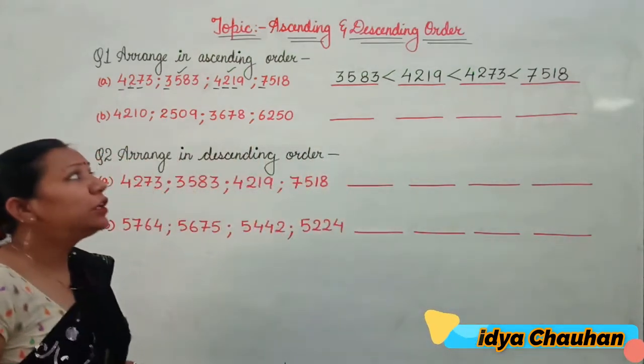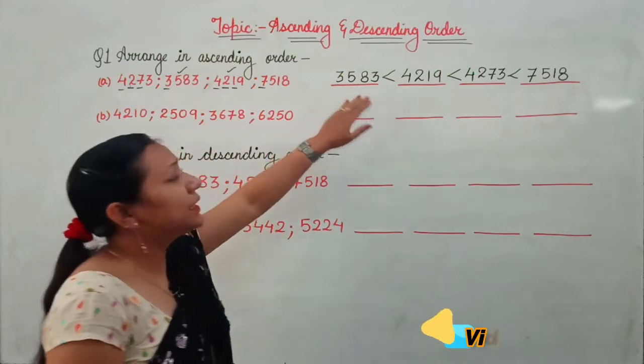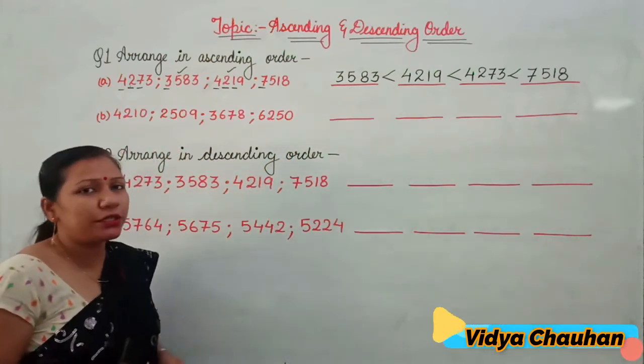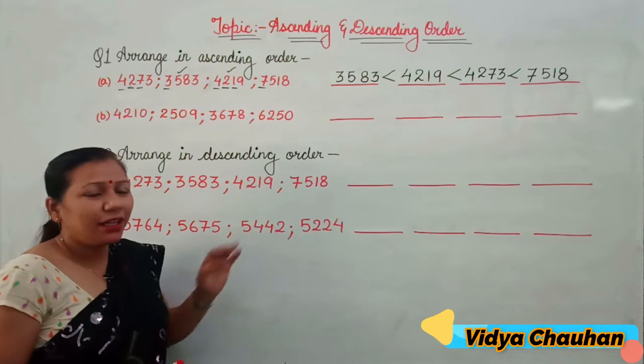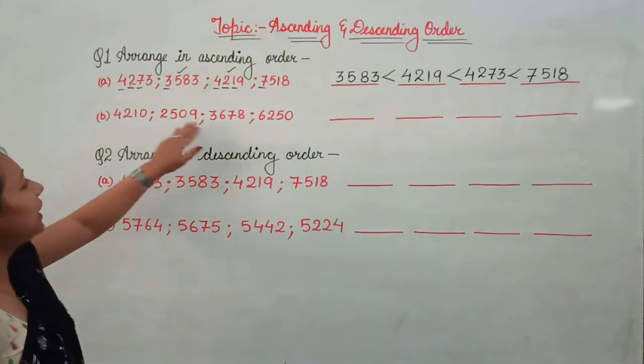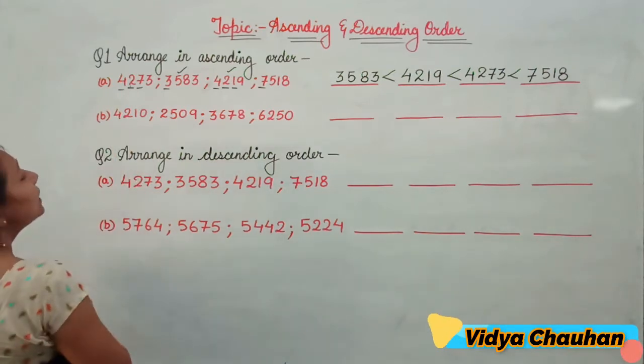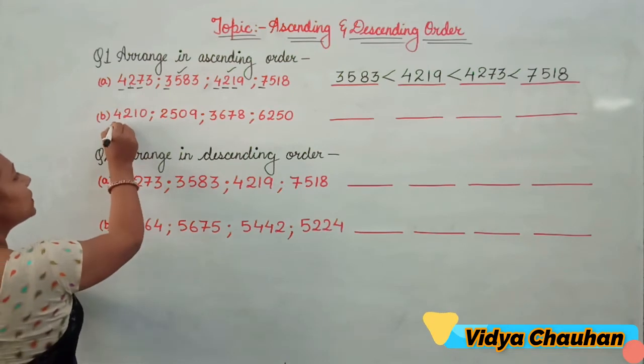So this is how you can arrange the given set of numbers by comparing its digits in ascending order. Right students? Is it clear to all of you? Now coming to the second part, in which once again four numbers are given to us and we will start comparing its thousand place digit very first.